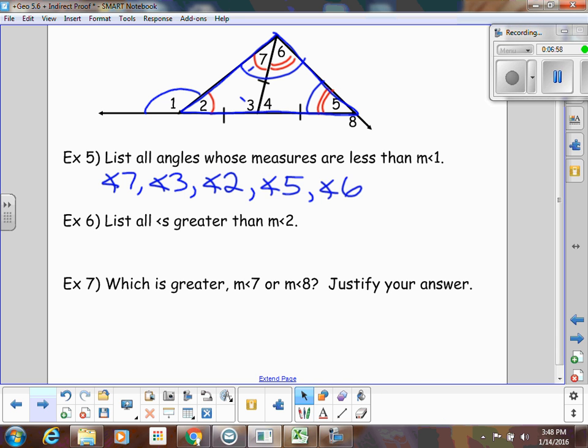All right, so then now we're going to list all the angles greater than the measure of angle 2. So let me get rid of all my blue stuff. Oh, never mind. I got rid of all of that. That's not what I wanted.